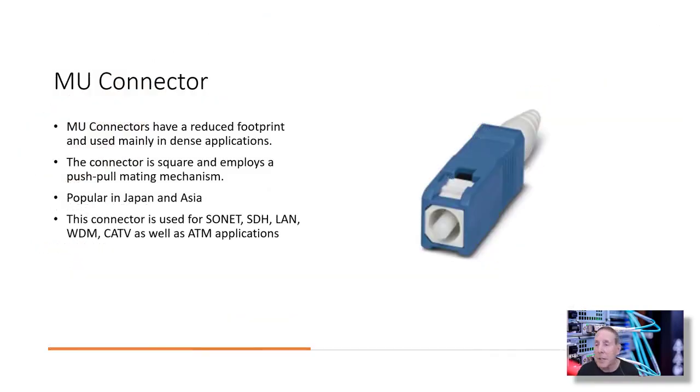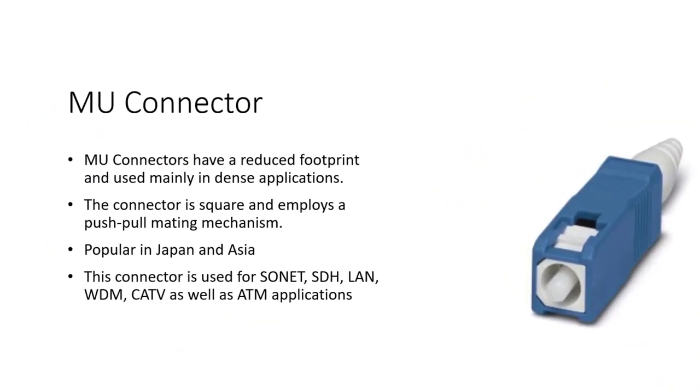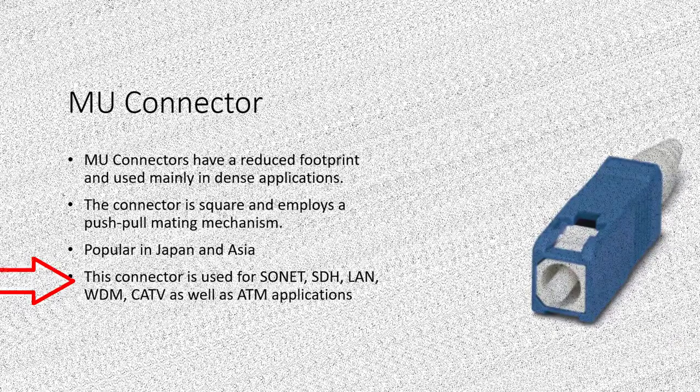The MU connector has a very reduced footprint and is usually mainly in dense applications. The connector is square and employs a push-pull mating mechanism. It's popular in Japan and Asia. It's used for SONET, SDH, LAN, WDM, CATV, as well as ATM applications.